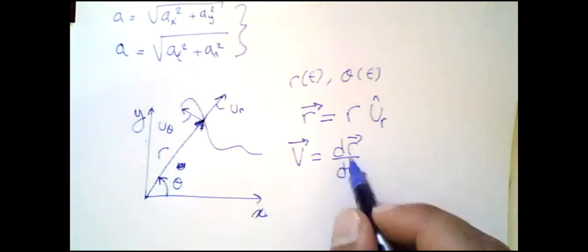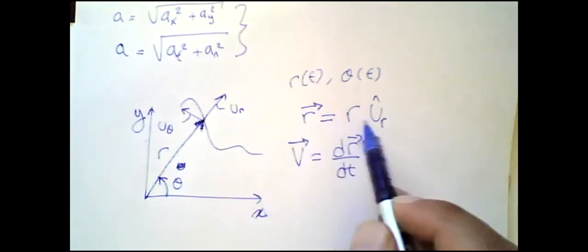Okay, so my velocity is a derivative, dR/dt. So how can I differentiate this expression?